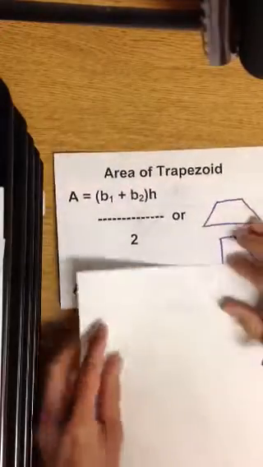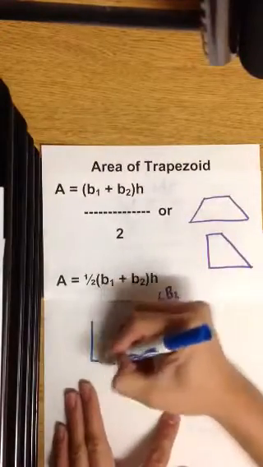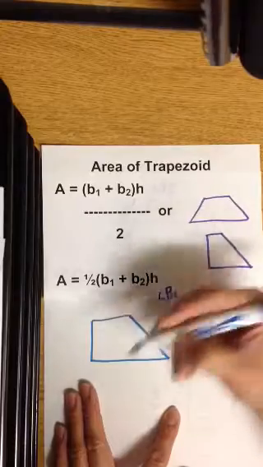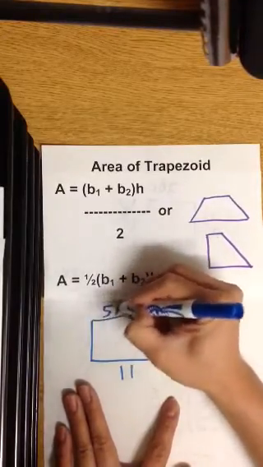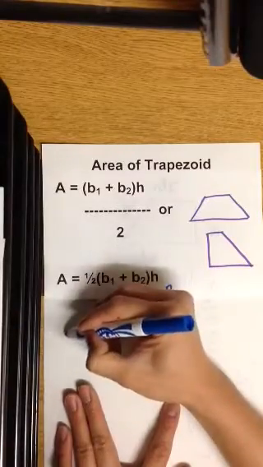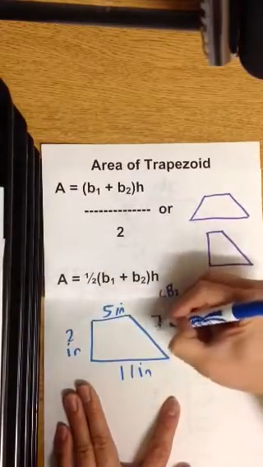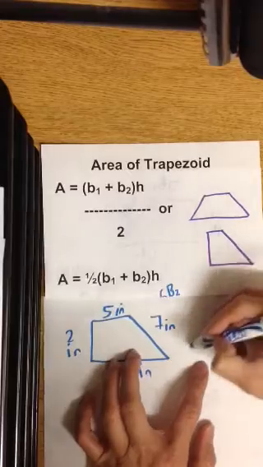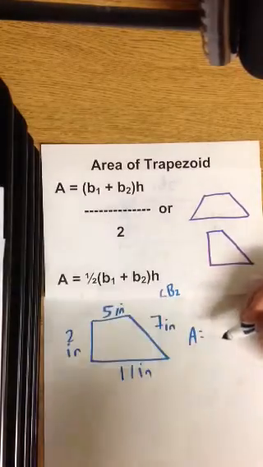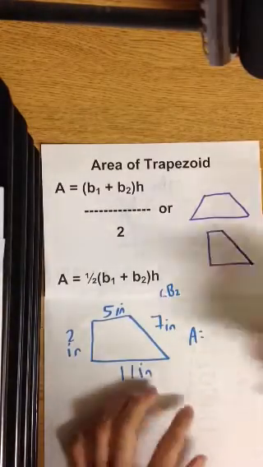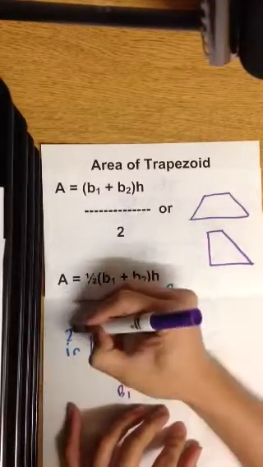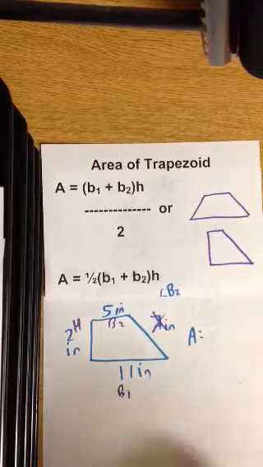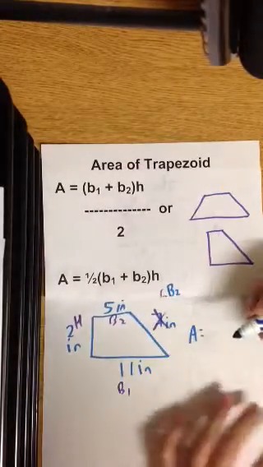What happens if you have a right trapezoid? Right trapezoid. Let me put some numbers down again. Let's put 11, 5, I don't know, 2, 7. So let's figure out which variable goes to which number. Base 1, this is a base. This is a base. This is the height. Height, you must stand up straight, so it cannot be a diagonal.